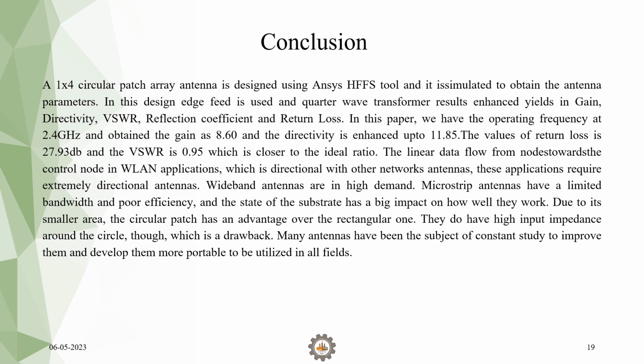Here, the linear data flows from the node towards the control node in WLAN applications, which is directional with other network antennas. These applications require extremely directional antennas. Wideband antennas are in high demand, but microstrip antennas have limited bandwidth and poor efficiency, and the state of the substrate has a big impact on how well they work. Due to this, the circular patch has an advantage over the rectangular one because it does not have high input impedance around the circuit, which is a drawback.